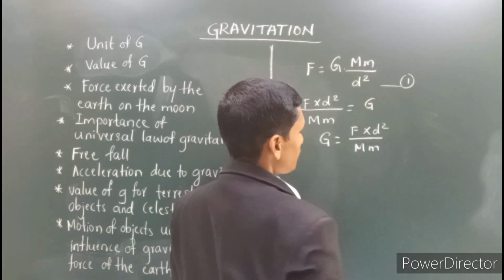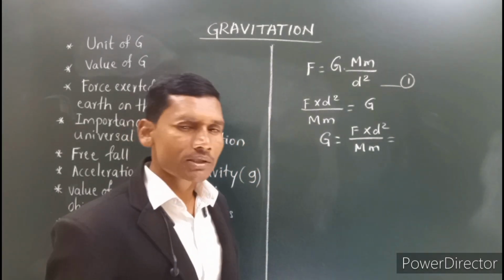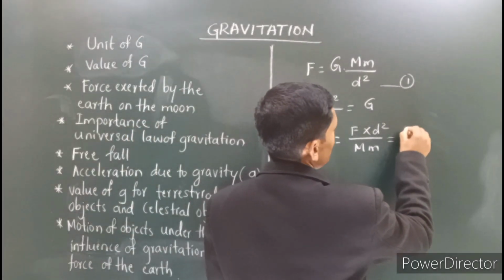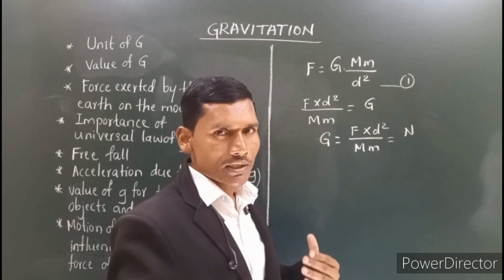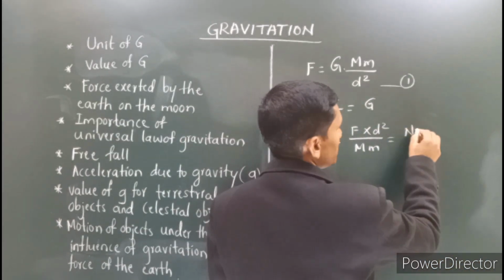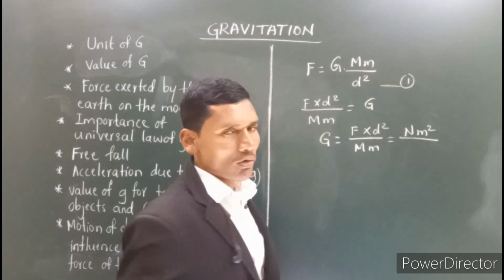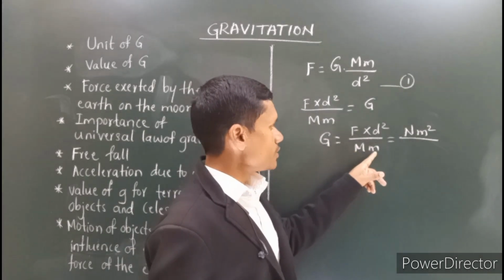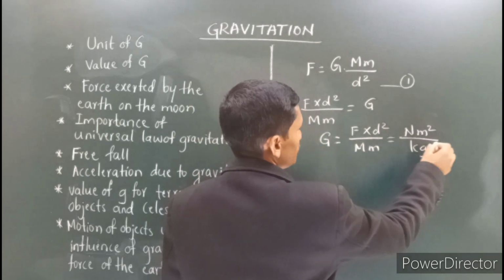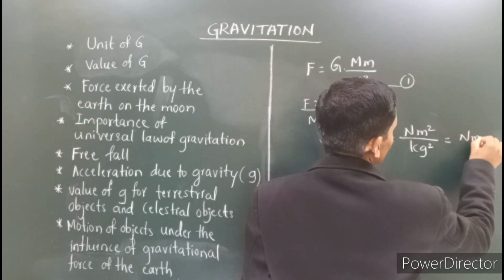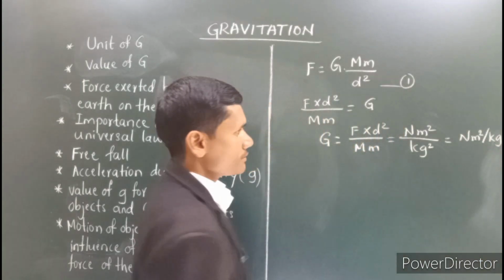Now, how to get the unit of this G? Here, force, as you know already, is measured in Newton, that is N. d is nothing but the length, that is distance. That length will be measured in meter, that is meter square, divided by mass of the object, which is always measured in kg, that is kg into kg, that is kg square. So this unit will be Newton meter square per kg square. This is the unit of G.